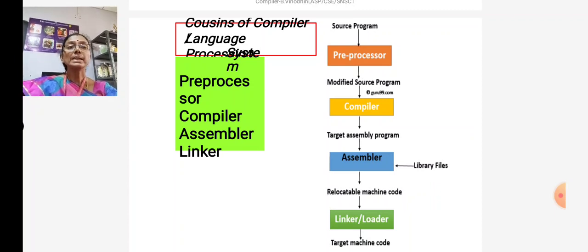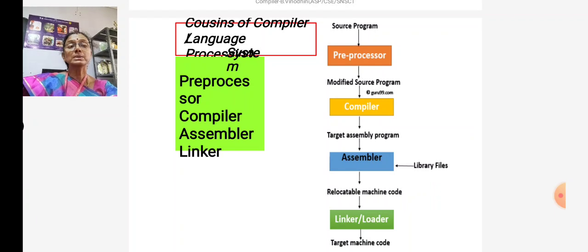What does relocatable machine code mean? Our source program is in different locations. So the linker connects all those files into one single file and passes it to the loader. The loader loads that file into the operating system, and the output of the linker is the absolute machine code. The absolute machine code is a machine code that contains zeros and ones. That absolute machine code is given to the loader, and the loader loads that file into the operating system. So this is the flow of how our language is processed in our computer system.